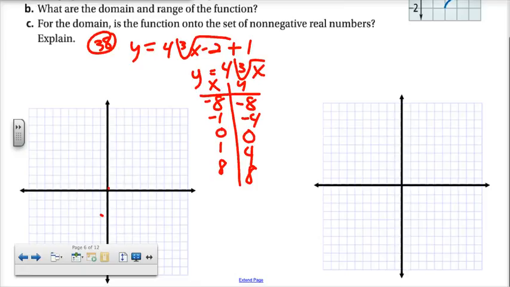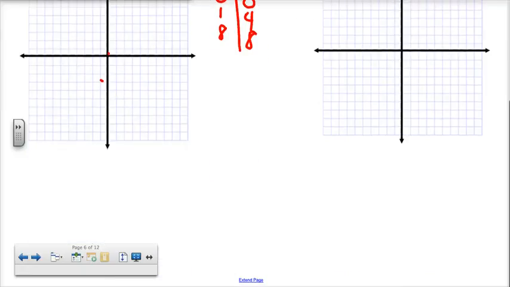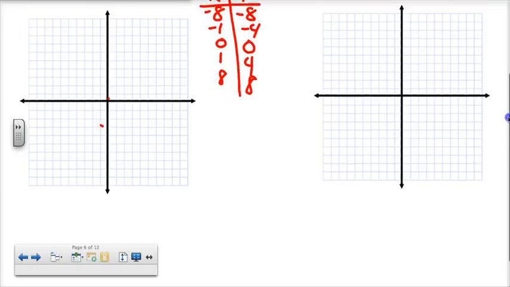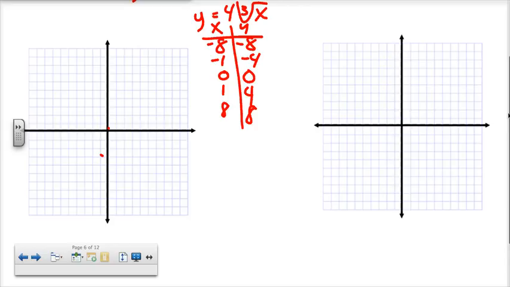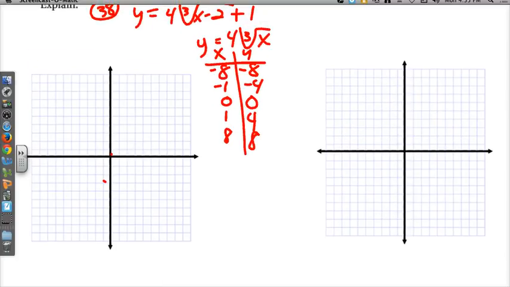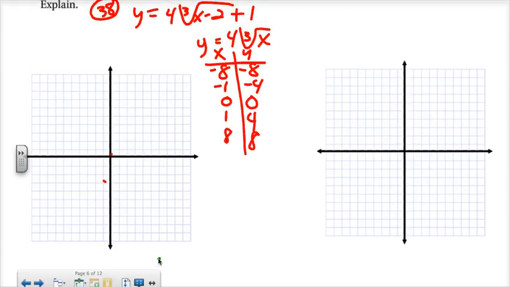The smart board to let me up there a little bit. There we go. All right, now let me be able to behave. And -8, -8, 1, 4, and 8, 8.